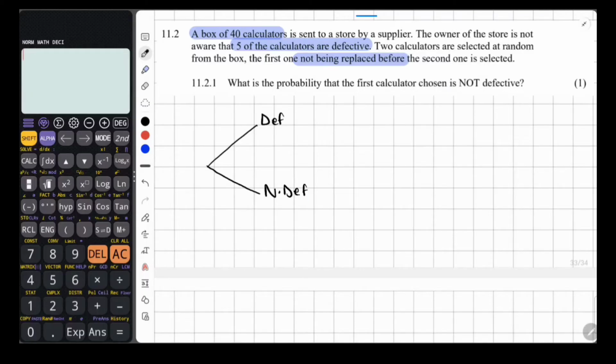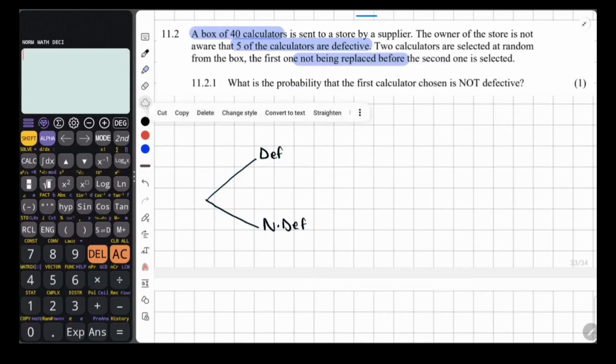So there are a total of 40 calculators. I need to move this down because there's not going to be space for the other part. Okay, so we know now the amount of calculators that are defective. They told us 5 of the calculators are defective. So there are 5 calculators that are defective out of a total of 40 calculators that we have.